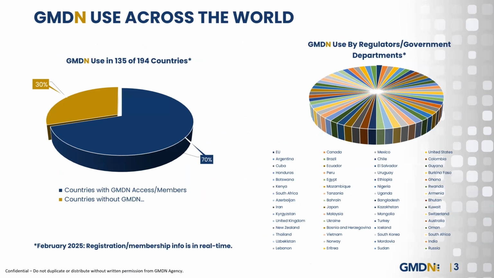So GMDN is across the world. Here you can see a brief illustration of the number of countries using GMDN at the moment, countries that have access to GMDN or are members of our organization. That's 70% of the countries. And as you can see, there are many regulators and government departments across the world using GMDN for their activities to different degrees.